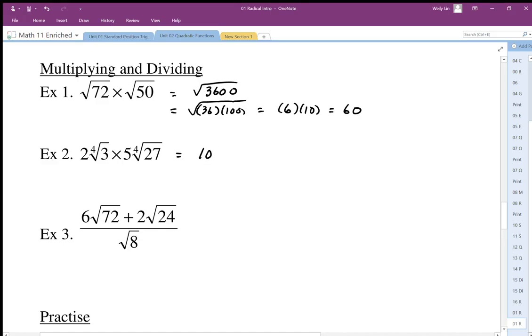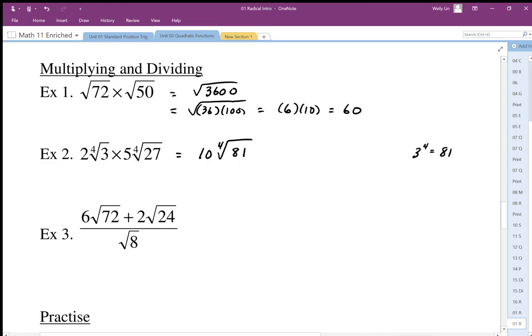And it's going to be 4th root of 3 times 4th root of 27. Okay, so 3 times 27 is 81. Oh, sorry, it's going to be 4th root here. Now we should kind of know that the 4th root of 81 is going to be 3, because 3 to the power 4 equals 81.